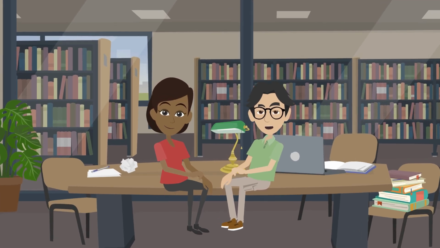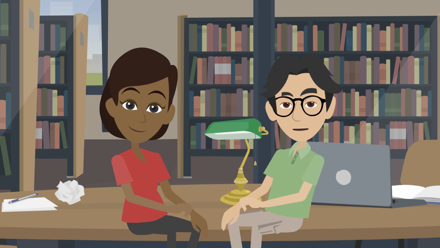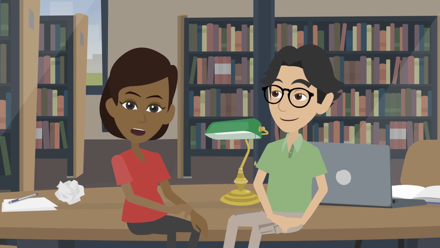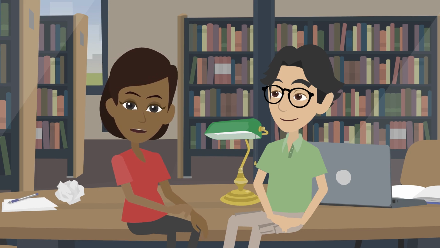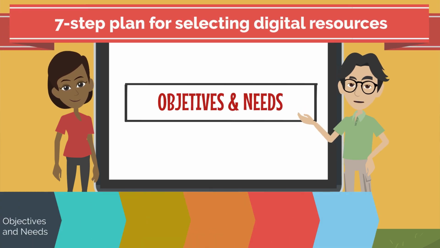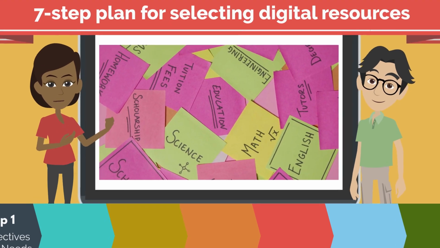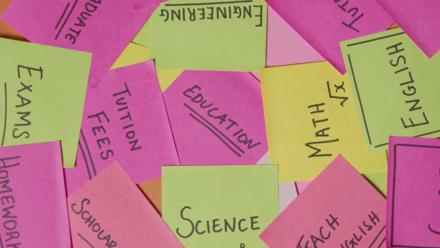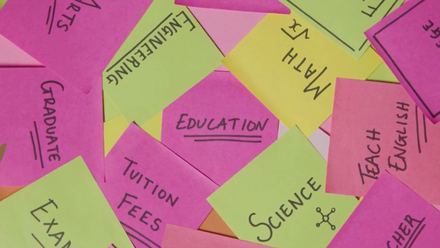Now that we've talked about the benefits of digital resources, how can we choose the most suitable ones for our lessons? Good question, Eric. Let's go over a 7-step plan for selecting digital resources that really work. Step 1. Establish objectives and needs. What exactly are we talking about? First, decide whether you want to use digital resources in all your lessons or just in some. It's also key to define the learning outcomes you want to achieve.